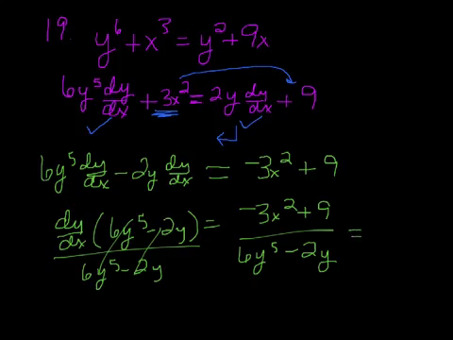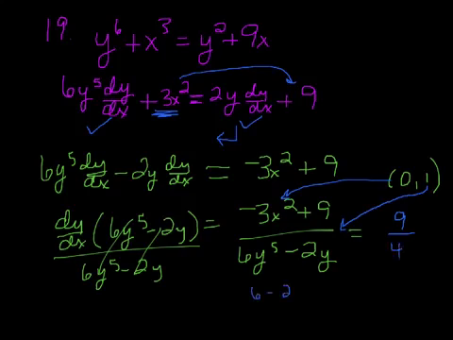The derivative tells you the slope of the tangent line at any given point, and they gave us the point 0, 1. So now is when you're going to plug in 0 for all your x's. I guess I only have one x. And you're going to plug in 1 for all your y's. So I plug in 0 for my x's, and I'm just left with 9 on top. When I plug in 1 for my y's, I get 6 minus 2, which is 4 on the bottom. So your slope is 9/4.